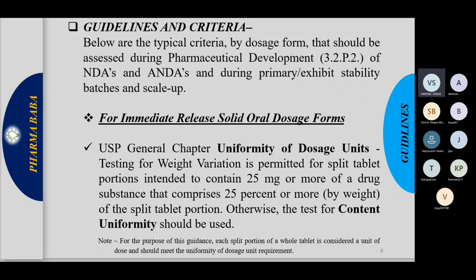As the common guidance says, based on that you have to either perform weight variation if your split tablet portion has more than 25 mg or 25% of the drug, or perform content uniformity if it is less than 25 mg or 25%, right? So first you have to perform uniformity of dosage form, either by weight variation or by content uniformity, for the split dosage unit.